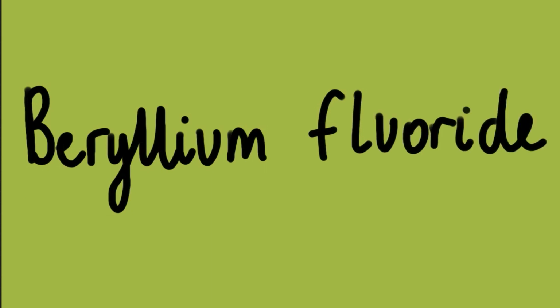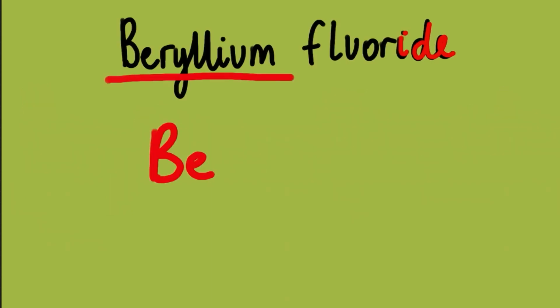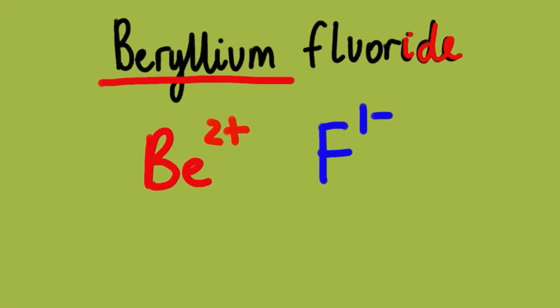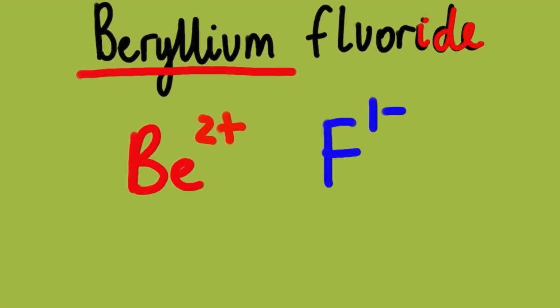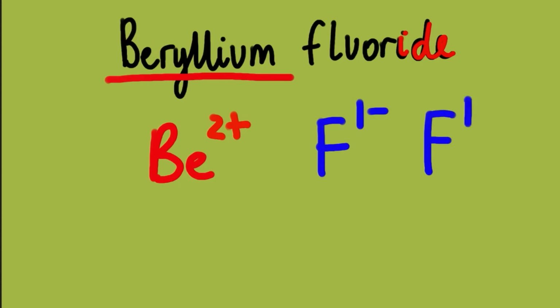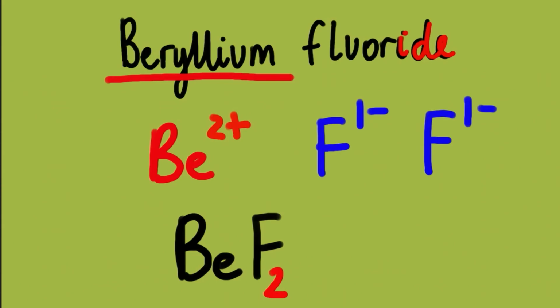Okay, let's now look at beryllium fluoride. Beryllium fluoride contains beryllium Be and fluorine F. Beryllium has a charge of 2+, and fluorine has a charge of 1-. In order to cancel out the 2+ charge from beryllium completely, 2 negative fluoride ions are required. So the formula is going to be BeF2.